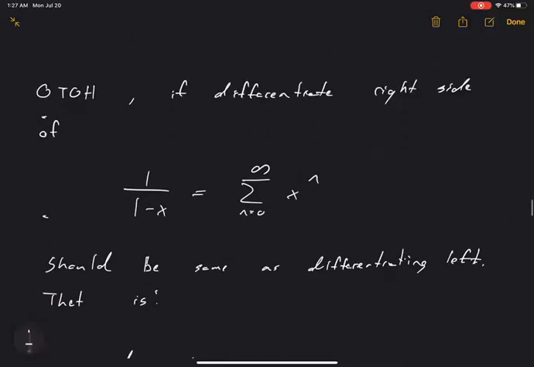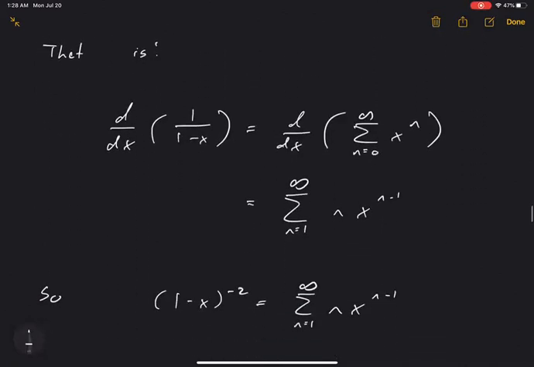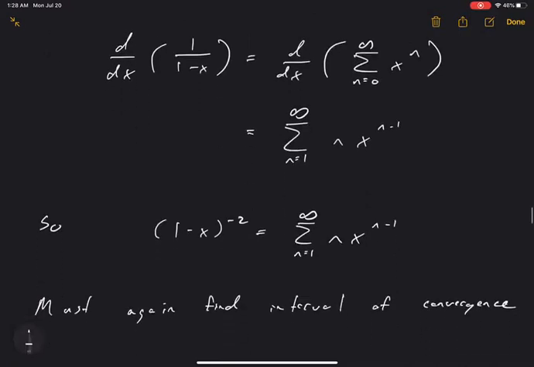On the other hand, this function is differentiable too. So if I'm starting with this equation, differentiating this side is the same thing as differentiating this side. On this side, I end up with n times x to the n minus 1. And on this side, what do I end up with? Well, let's see. We end up with 1 minus x to the power negative 2.